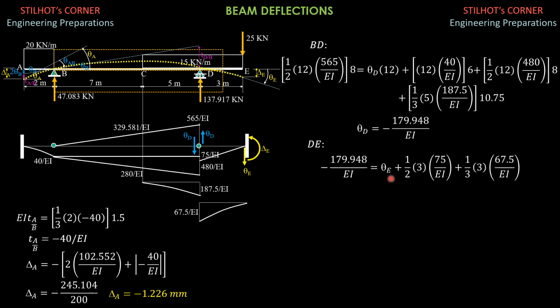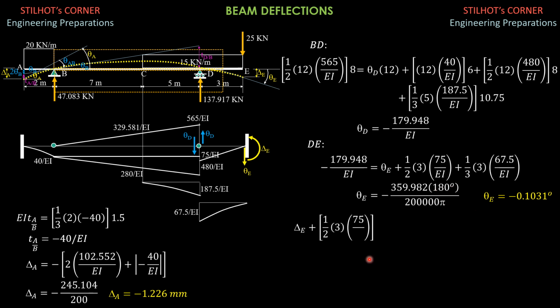So let's go back to this. Theta E is equal to negative 0.1031 degrees. It is equal to negative 359.982 over 200,000 over EI times 180 degrees over pi. So that's why theta E is negative 0.1031.